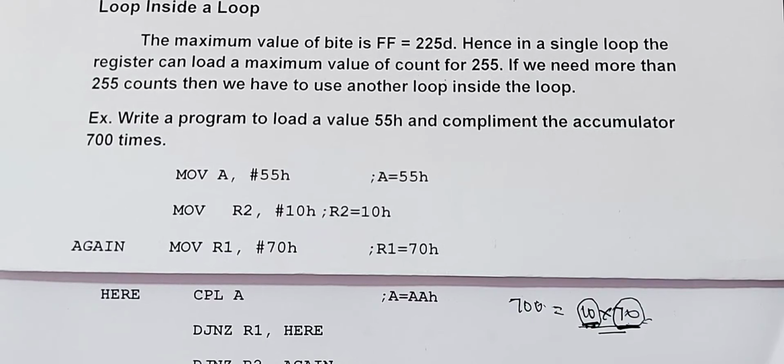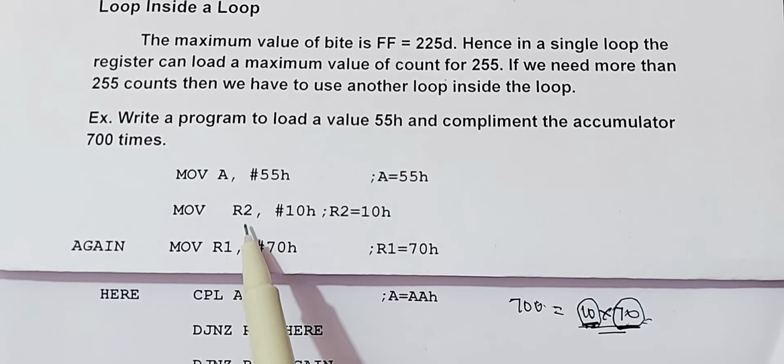Here it is mentioned DJNZ R2, again is the label. It will go to again here. It will see the register R1 is 70. This 70 will be decremented by 1. It becomes 69. 69 is not 0. Therefore again it jumps to here, and after this it will go to complement A. Again decrement jump R1. There is a repetition of 70 times, the second time.